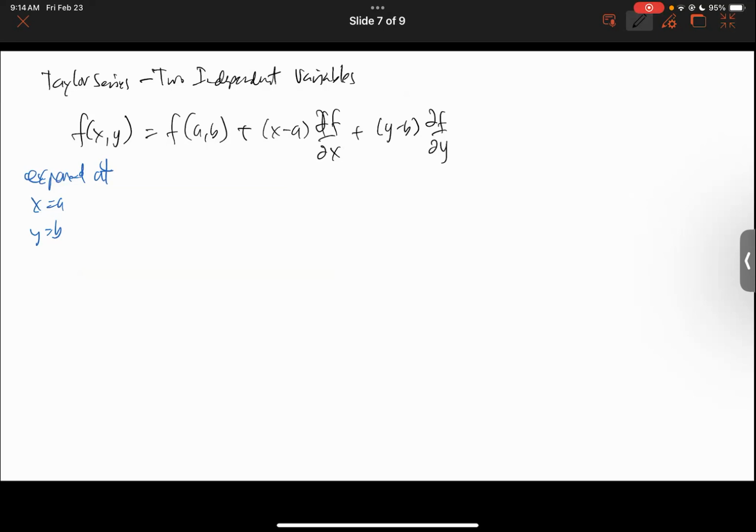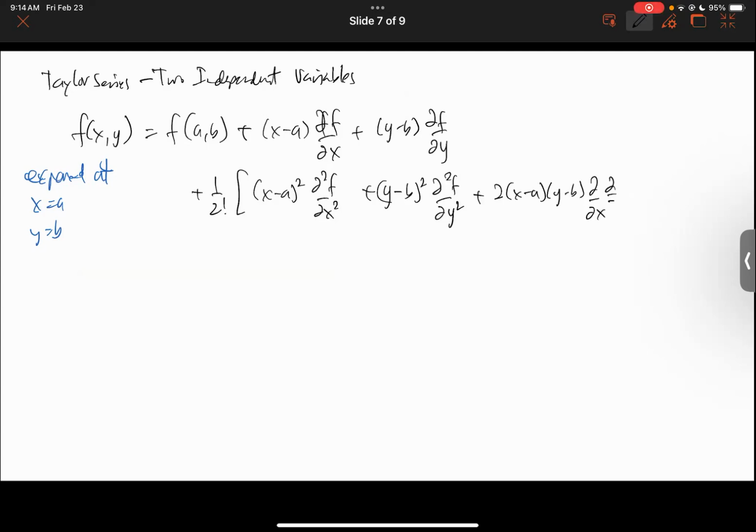Now for the second derivative, we have of course 1 over 2 factorial. And then we have this x minus a squared, second derivative of f with respect to x. Then we also have this y minus b squared, second derivative of f with respect to y. And then we have these cross terms. So plus 2 times x minus a times y minus b, partial with respect to x, partial with respect to y of f.